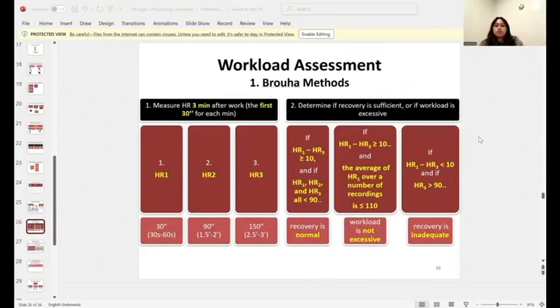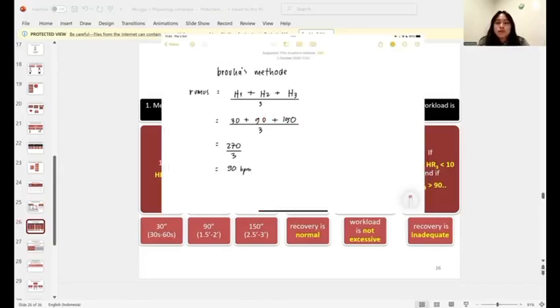So today I'm going to explain about the Broha method. Basically, Broha's method is used to evaluate fitness and workload activity based on heart rate recovery rate after a standard activity. This is from the PowerPoint and this is how I calculate it. The formula is heart rate 1 plus heart rate 2 plus heart rate 3, divided by 3.